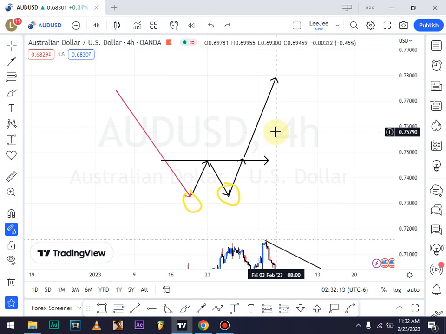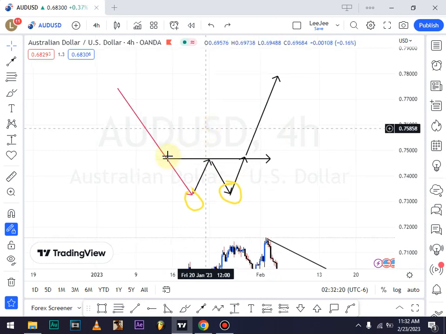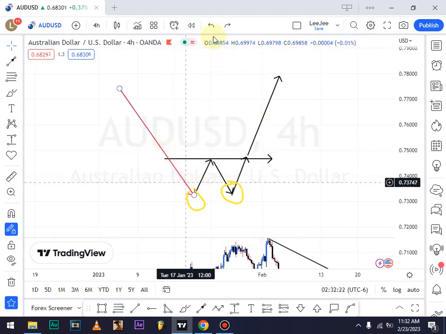So we have the first low. This is when the price bounces back for the first time, the first low. Okay, so as you can see, this is now price.